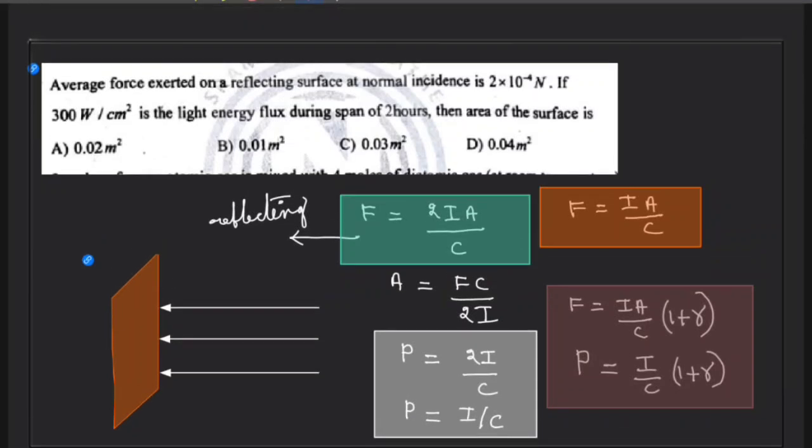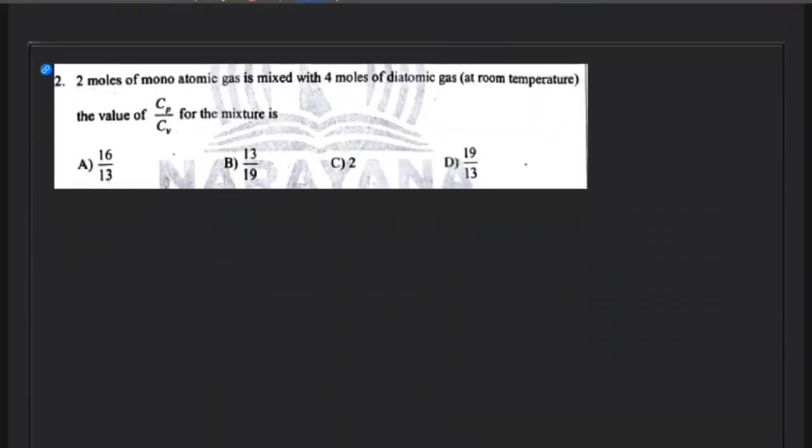So next one. 2 moles of monatomic gas is mixed with 4 moles of diatomic gas. Then we have to find the Cp by Cv of the mixture. So Cp by Cv of the mixture is nothing but gamma mixture, right? So before gamma mixture, you need to find the internal energy. Internal energy, as I already told you in a previous class, can be written as F by 2 into nR delta T.